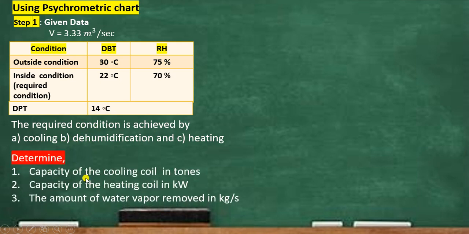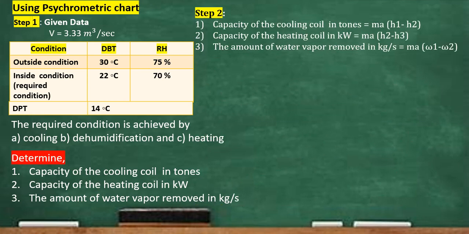Next, determine the capacity of the cooling coil in tons, the capacity of the heating coil in kilowatts, and the amount of water vapor removed. Now we will write the equations for these three unknowns. Then we will come to know which data is given directly, and which data needs to be taken from the psychrometric chart. Here, the capacity of the cooling coil first is equal to the mass of air circulated. This mass of air circulated can be calculated using density equals mass by volume. Mass will be the unknown, density is equal to 1 by specific volume, and the volume of the air is given, so you can calculate the mass of air easily.